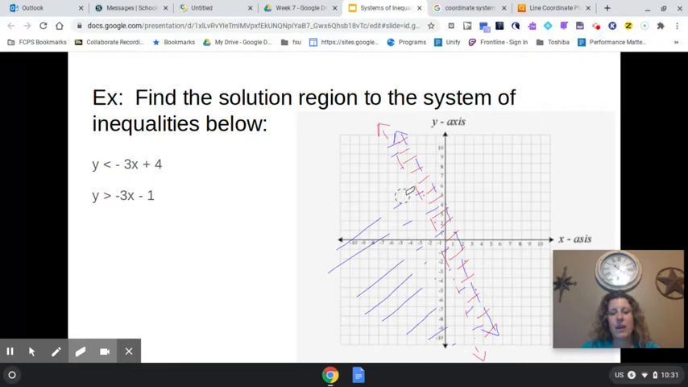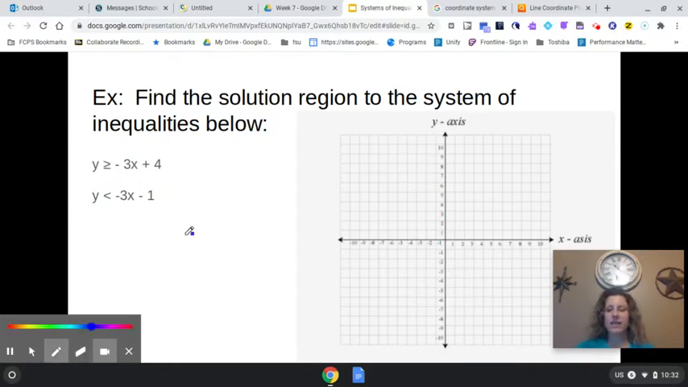So with parallel lines, we could have that skinny region in the middle between them to be the solution area. However, there's a special case that could happen with parallel lines, which we're going to see in the next example. Okay, I finally got all those erased. So this is my solution region. It's just that rectangular area between the two parallel lines.